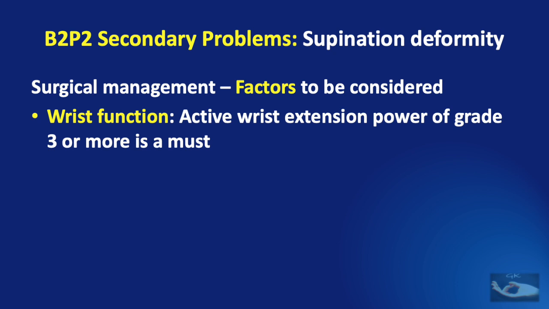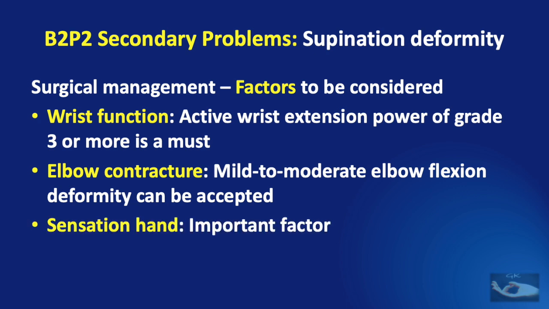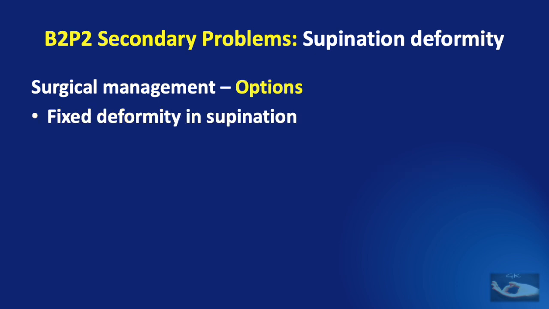We also need to consider the wrist function. The active wrist extension power of grade 3 or more is a must for surgical management of supination deformity. A mild to moderate elbow flexion deformity can be accepted and the supination deformity can be corrected, and sensation on the hand is very important. In an insensate hand, if we provide pronation, the child will not have a visual input and hence trophic ulceration may develop.